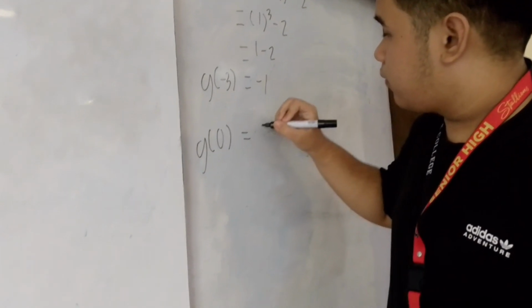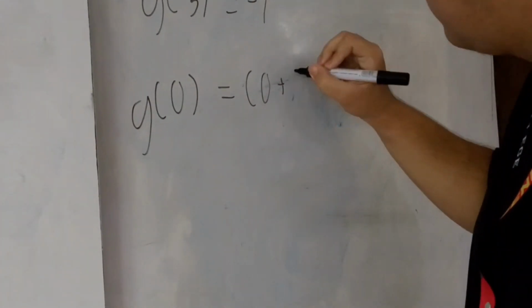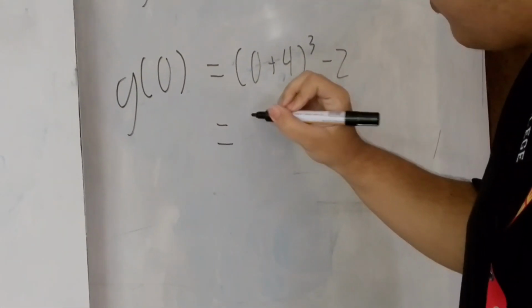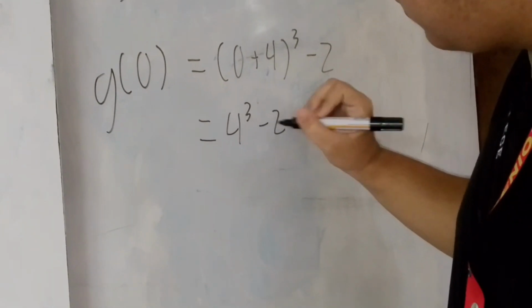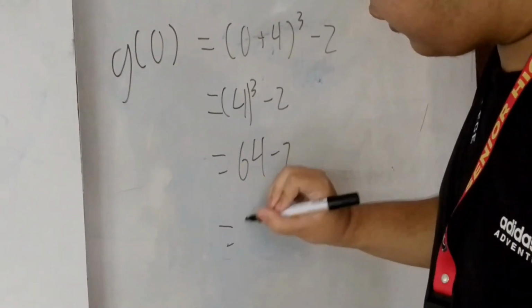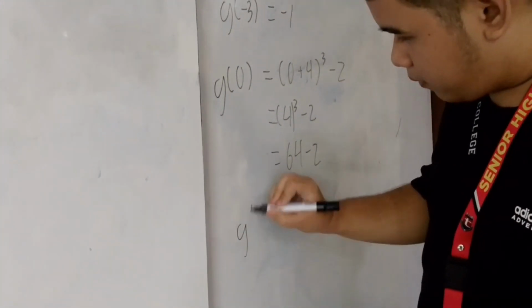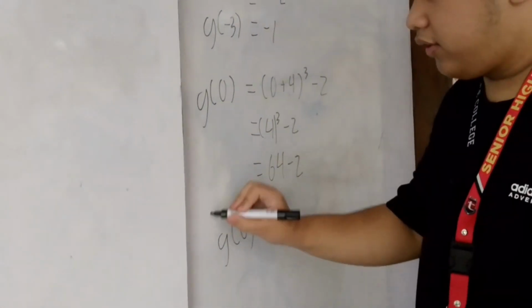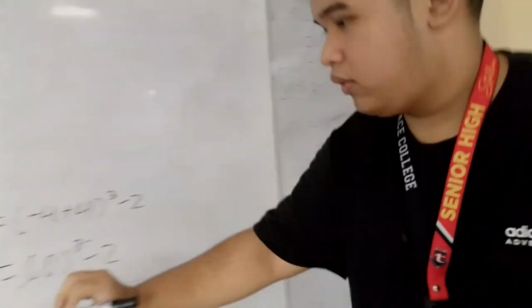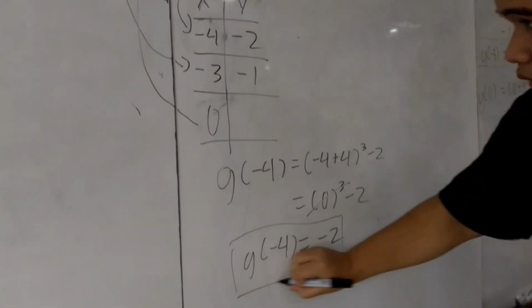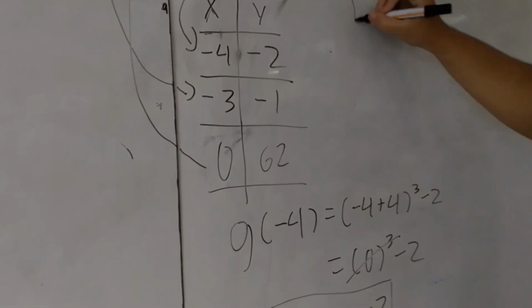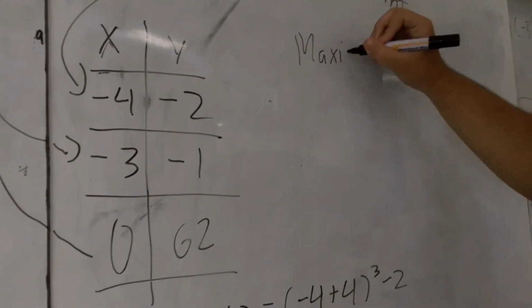For the last substitution, we have g of 0 is equal to 0 plus 4 raised to cube minus 2, equal to 4 cube minus 2, 64 minus 2, and for the final answer we have positive 62. After we substitute our x's to the equation and complete the table, we can now identify our maxima and minima point.